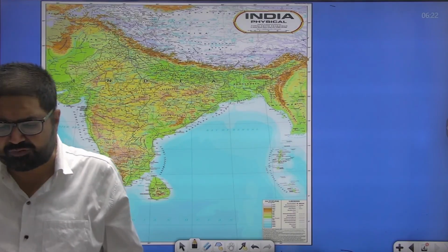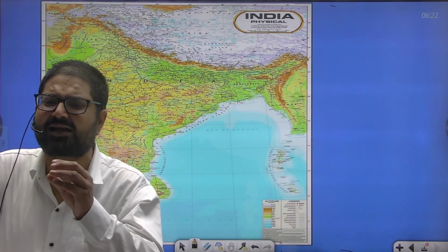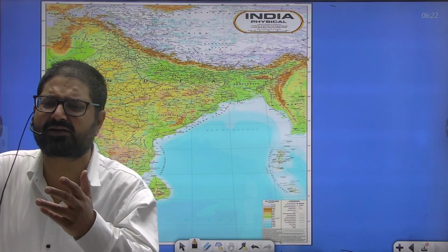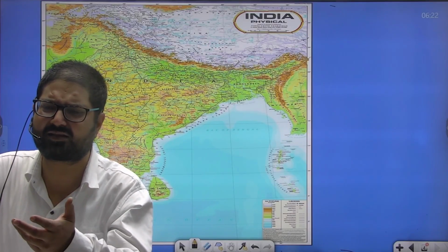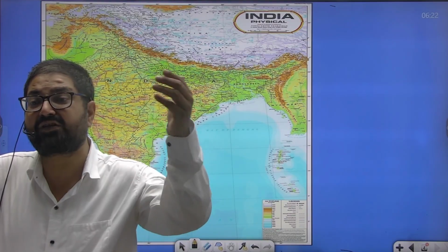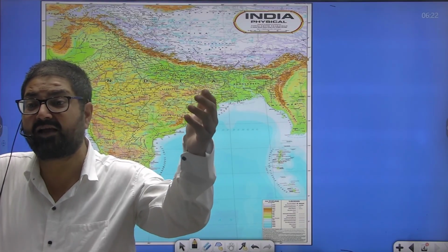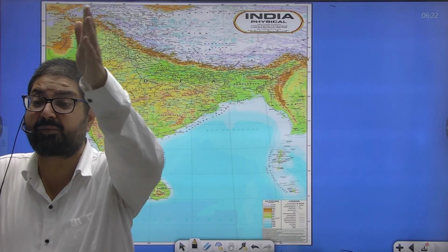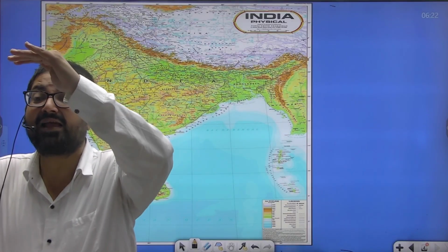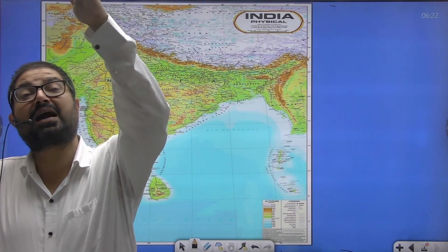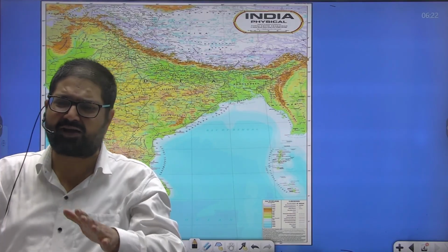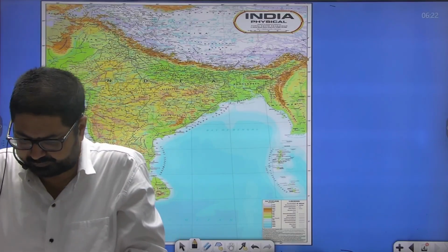India boasts variety of climates. In southern side, you can see tropical climate, Tamil Nadu, Kerala, Andhra, Telangana. In northwest, vast arid desert is there. In north, at the foothills of Himalayas, temperate climate is there. In upper reaches of Himalayas, alpine climate is there. You can find all the variety of climates.